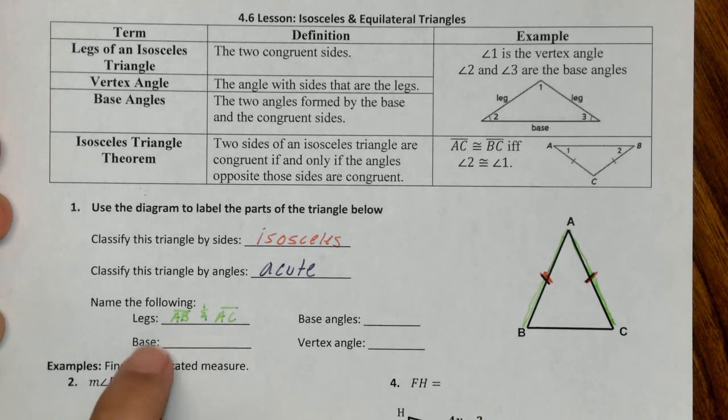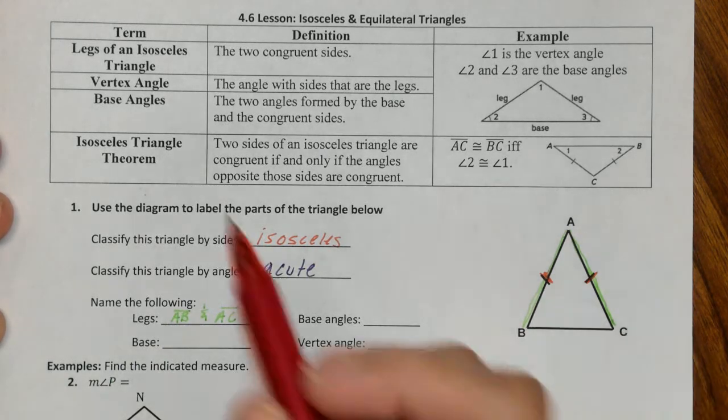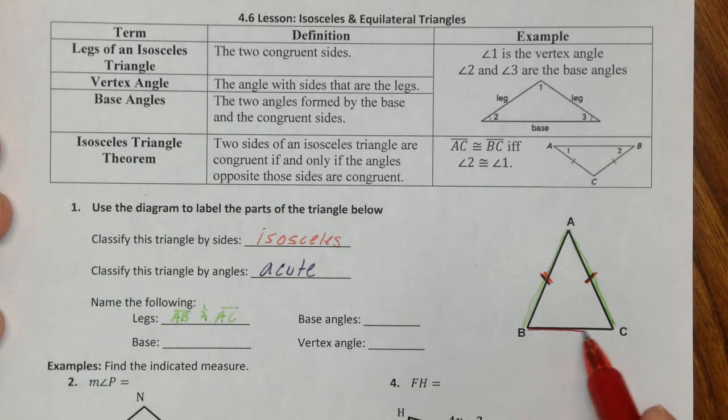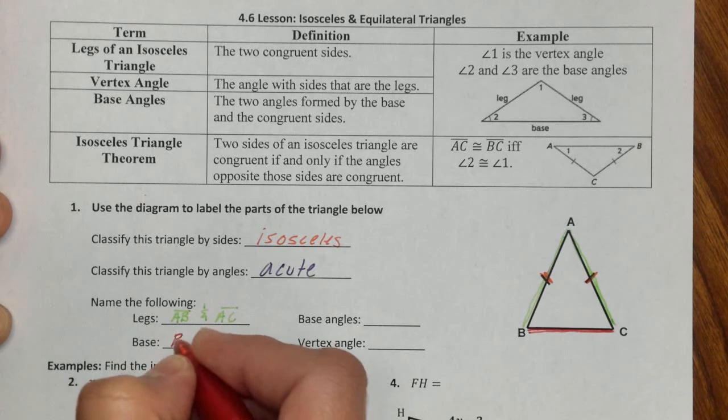Next, we're going to look down here at our base, talking about our different sides. Your base is going to be at the bottom. Well, we don't want to classify it as the bottom necessarily, because it's not always going to be at the bottom. Your base is going to be the third side, the one that's not a leg. So this would be segment BC.